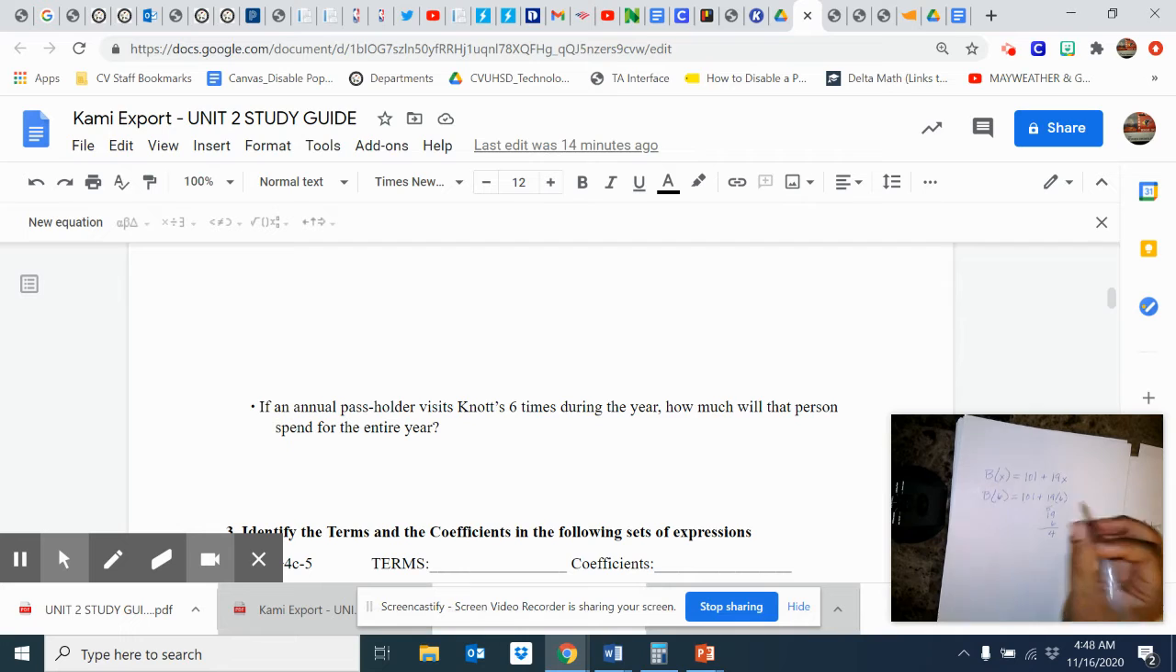Okay. It's 114 plus 101. So B of 6, for 6 tickets bought, is 101 plus 114. And that's 215. So B of 6 equals 215 when they buy 6 tickets. Okay. Now to the next type.